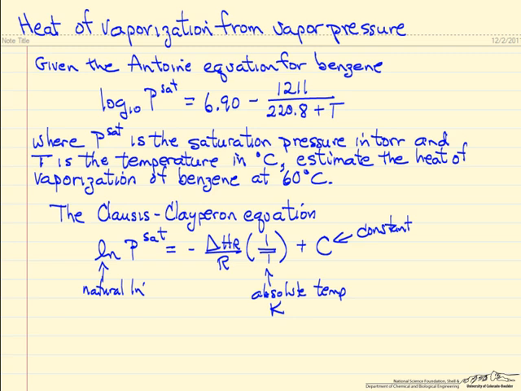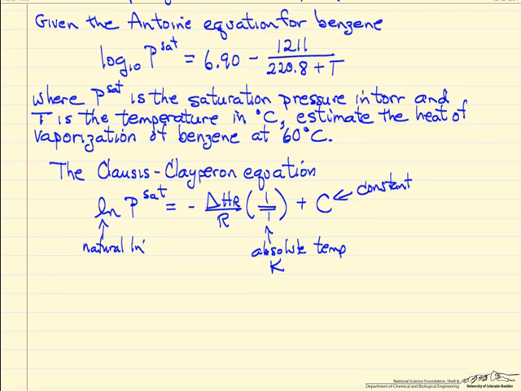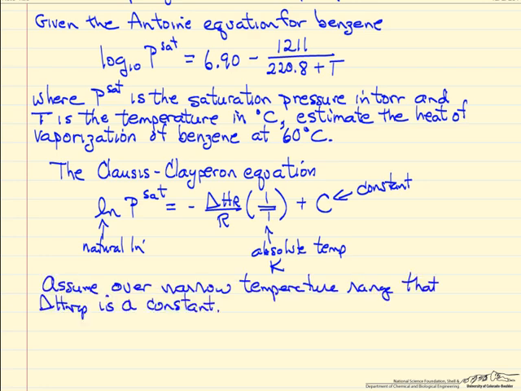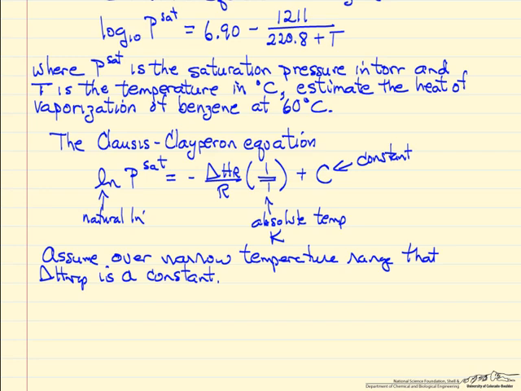So what we're going to do is assume over a narrow range that delta H is not a function of temperature. If we assume this, we'll use the Antoine equation to calculate values of the saturation pressure at 55 centigrade and 65 centigrade, and assume over that narrow temperature range we're going to get a pretty good estimate if we just take the slope to fit the Clausius-Clapeyron equation. So we'll calculate these values.